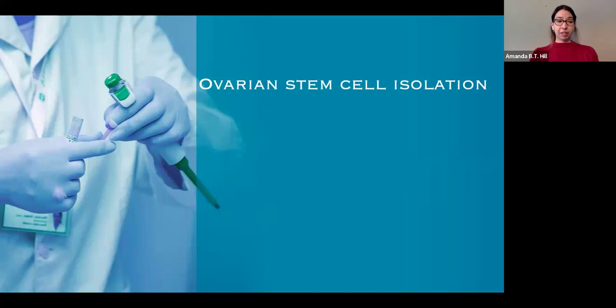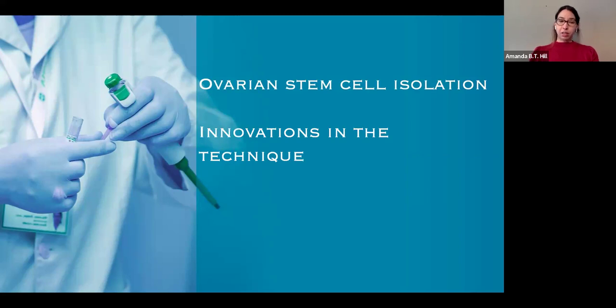So the goals of this presentation are to show the isolation, the expansion, and differentiation of mesenchymal stem cells derived from the canine ovarian tissue, just as published in JoVE in 2018, to show some innovations in the technique that we have done throughout those years, and also some clinical applications, just to show why it's so important to do this technique.